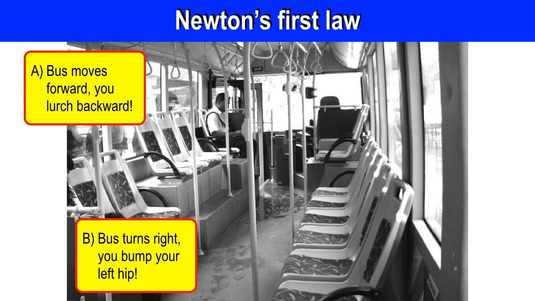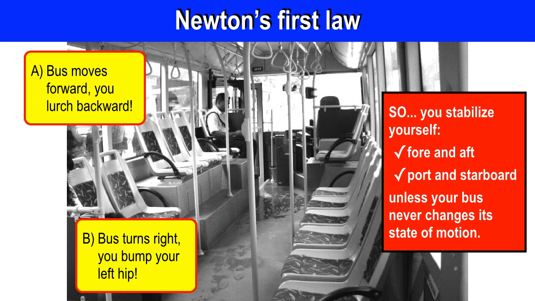If the bus turns right and you're standing out in the aisle, you're going to bump your left hip, because it's going to be as if you're being forced to the left when the bus is going to the right. So when he turns the corner to go into the parking lot, you're going to feel a leftward bump. If you are in the bus, you have to stabilize yourself. That's why they have all those little pull bars, the overhead bar and the vertical ones. And some buses have those little straps.